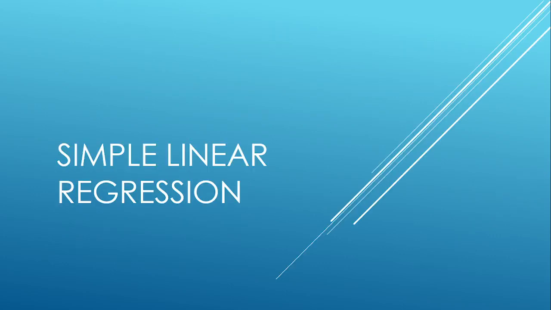To sum it up, simple linear regression is a straightforward yet powerful tool for making predictions when you have one independent and one dependent variable. It helps us understand relationships in data and make informed decisions.